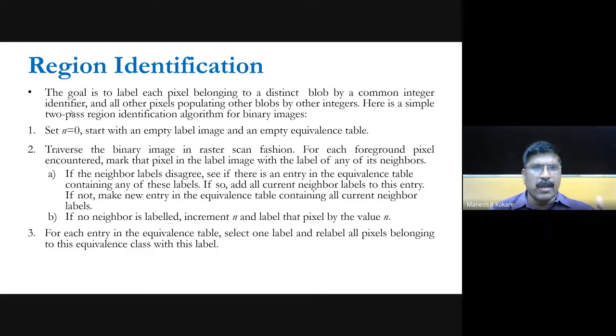And for that, we are going to use the connectivity, that is, 4-connectivity or 8-connectivity property, right? So the goal is to label each pixel belonging to the distinct block by a common integer identifier, like 1, 2, 3, 4, first region, second region, third region, and all other pixels populating other blocks by other integers.